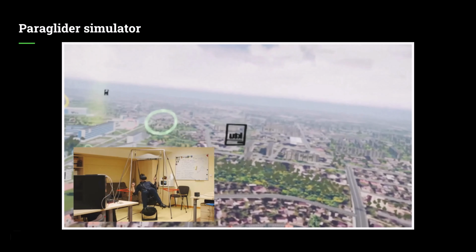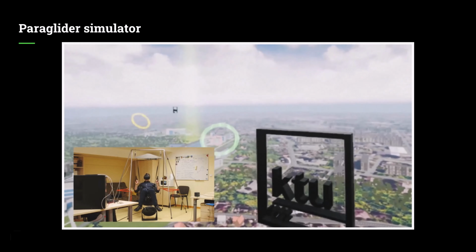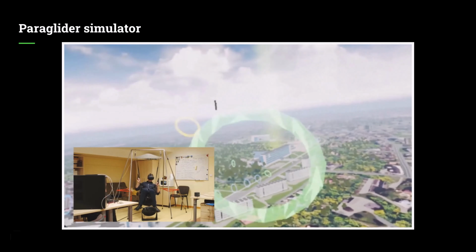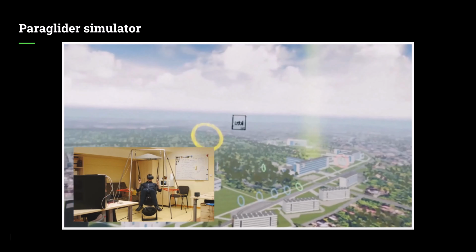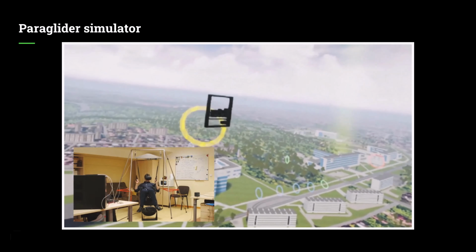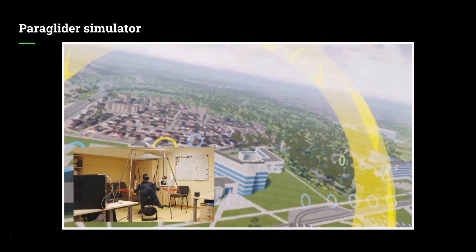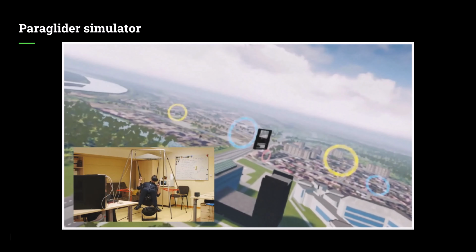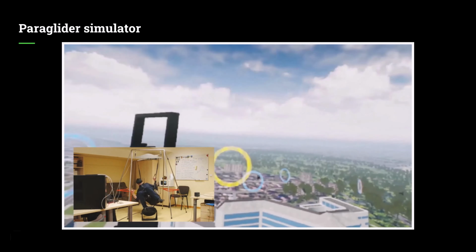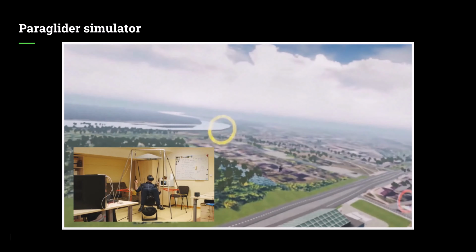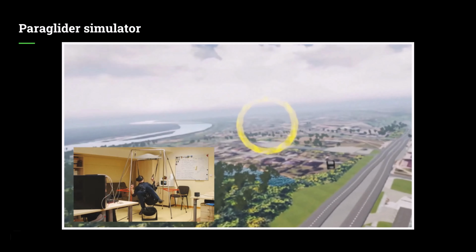You are now in the role of a paraglider and you need to land on the roof of the informatics faculty. Actually, it would be boring to do so. That's why we added some gamification. You need to glide through these rings that have special powers. Some of them add speed or altitude, and some of them decrease.